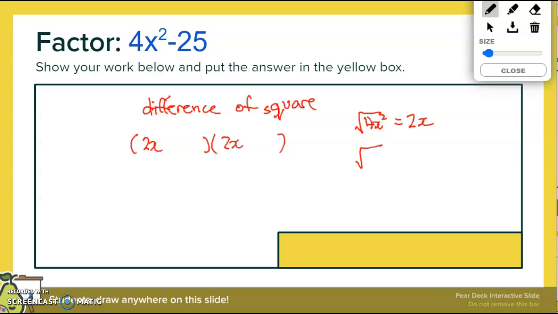The last term is 25. Square root of 25 is 5. That means I put 5 here and 5 there. One's going to be positive, one's going to be negative. So the final factor is 2x plus 5 multiplied by 2x minus 5. Of course, you should be doing the FOIL to check your answers as well.